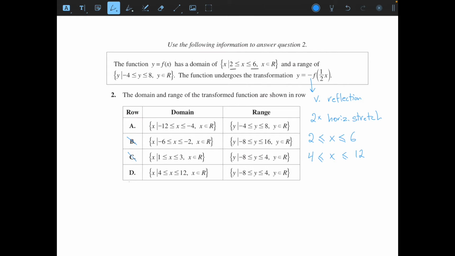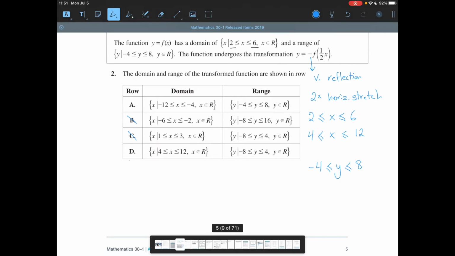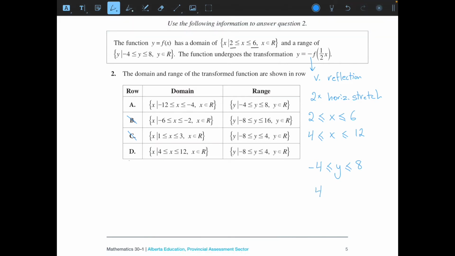Next up, we should do the vertical reflection as well on the range. So the range started at -4 is less than y is less than or equal to 8. So then, if it's a vertical reflection, all of these are just going to become negative. So this will become 4. So y is between 4 and -8. And then the signs, it doesn't make sense to say y is greater than 4, but less than -8. So obviously we just have to switch the signs here. And we end up with y is bigger than -8, but less than 4. And the only answer that looks like that is D.